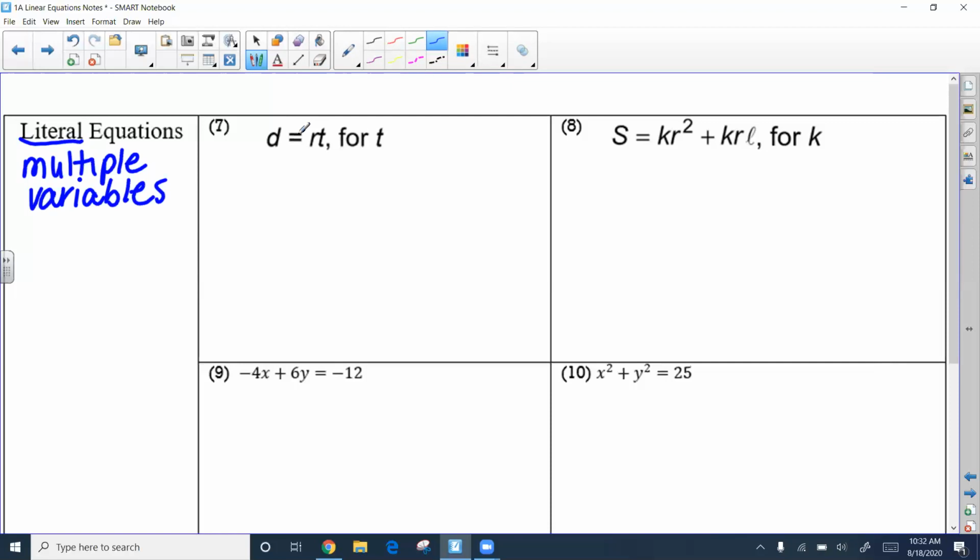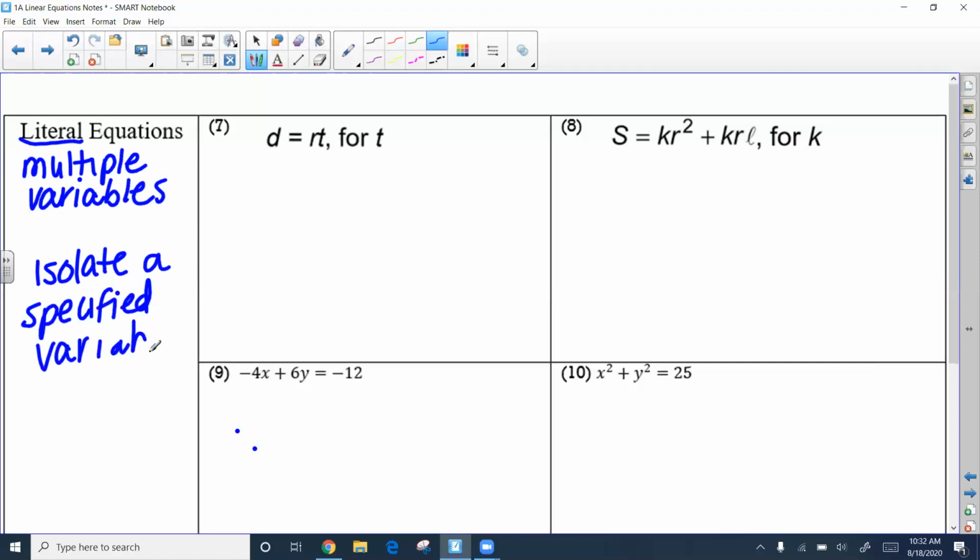So what we can do on these literal equations is isolate a specified variable. And we would say we're solving for a variable, but really we're trying to isolate. So isolate a specified variable is what we're trying to do. Okay, so we're gonna do some examples of these. And you'll see we're using the same skills we do with other linear equations.